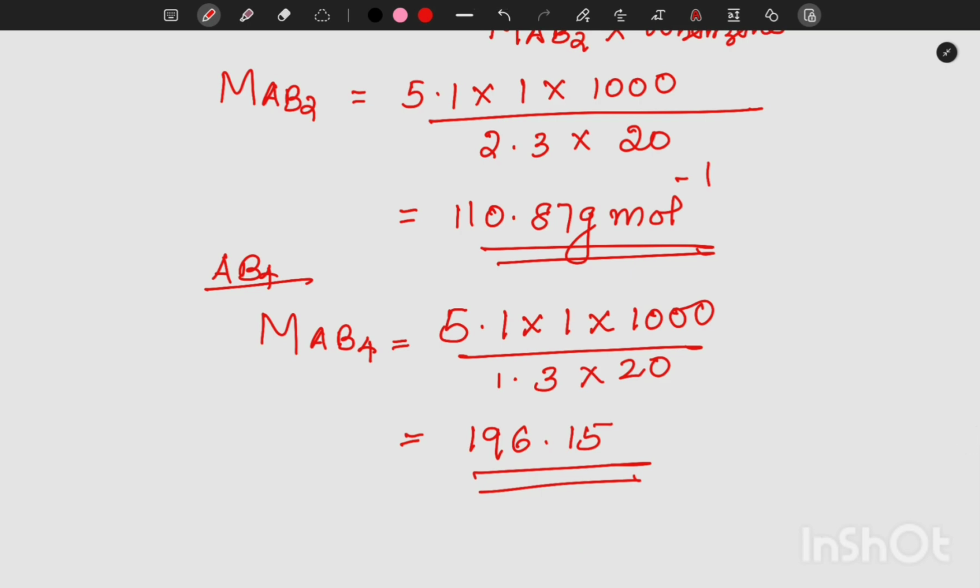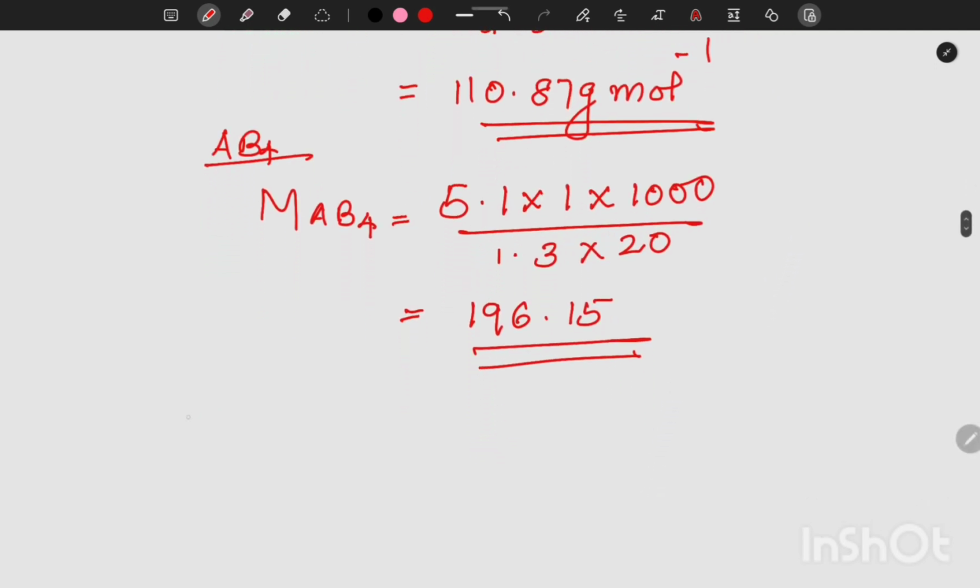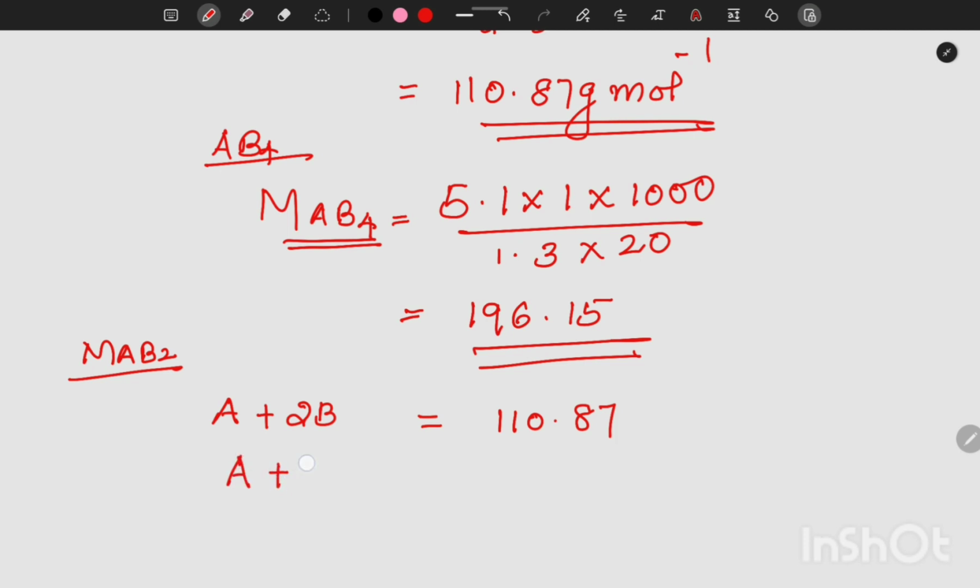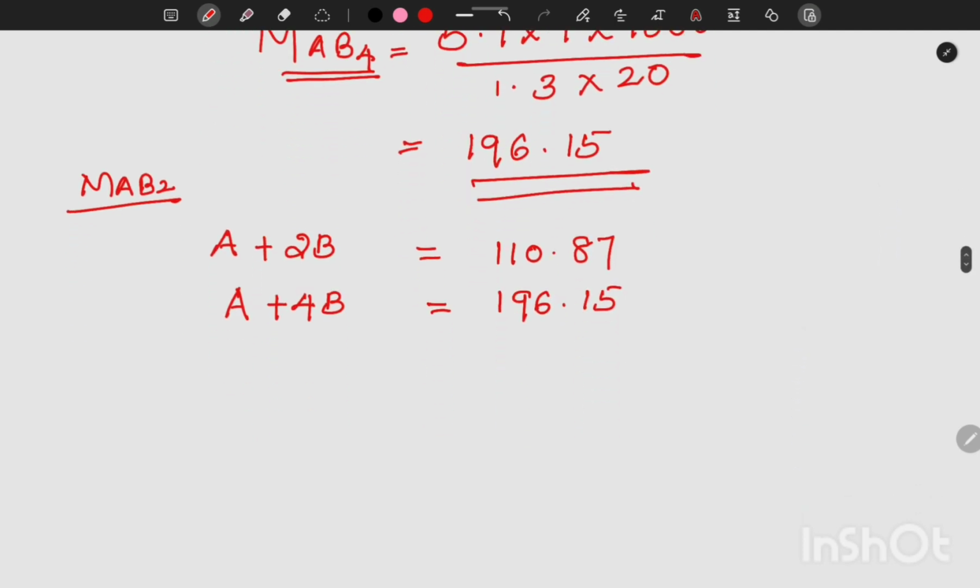Molar mass is the sum of the atomic mass. So, we can write MAB2 is equal to A plus 2B. Molar mass of AB2 means sum of the atomic mass, so that is equal to 110.87. Similarly, we can write MAB4 is equal to A plus 4B, that is equal to 196.15. Equation 1 and equation 2.